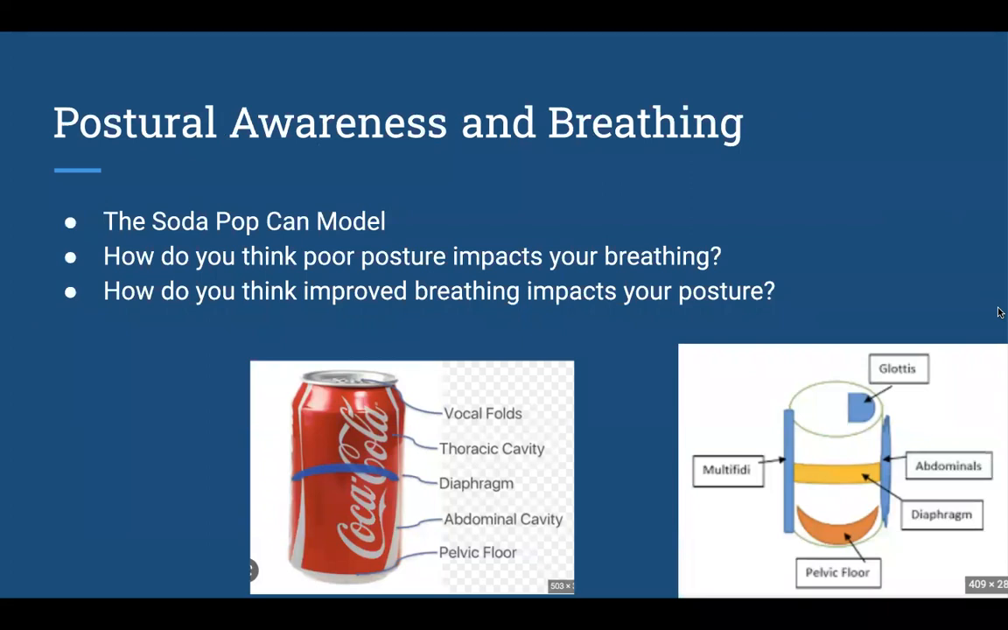Okay. So going back, how do you think that poor posture might impact your breathing? In turn, how do you think that improved breathing might impact your posture?